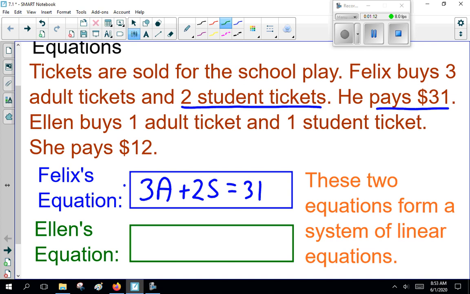Now, Ellen buys 1 adult ticket and 1 student ticket, and she pays $12. So these 2 equations form a system of linear equations. And as I said, next lesson we will solve these. But for the moment, we're just making the equations, words into equations.